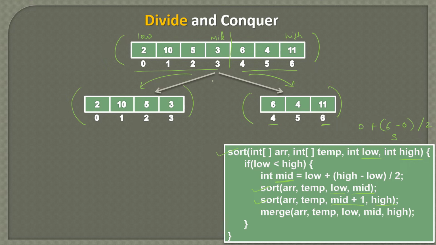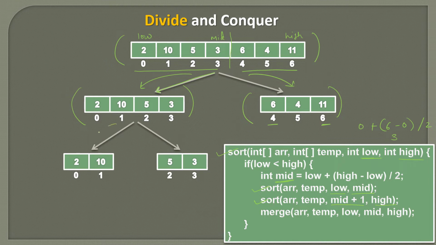When we call this, we actually get this, and it again does the same thing. Here you can see it again recursively calls this. So this is low and this is mid, and this is mid plus 1 and this is high. It goes on like this till we can't divide them further. This condition, low less than high, helps us in preventing that. So here, if you see, low and high point to the same element.